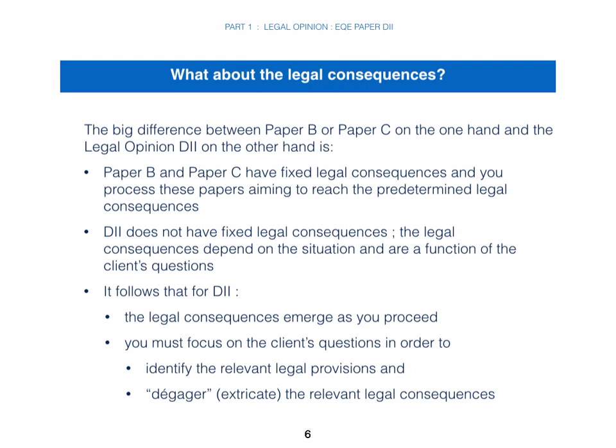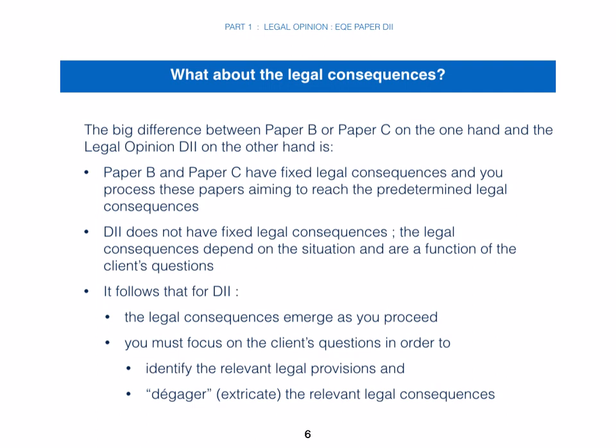And the legal consequences for paper C will be absence of patentability, and it will be, for example, lack of novelty and lack of inventive step. And those are the legal consequences you will aim for and you will use to process the paper. The D2 paper, on the other hand, does not have any fixed legal consequences that are predetermined, as you have for paper B and C.